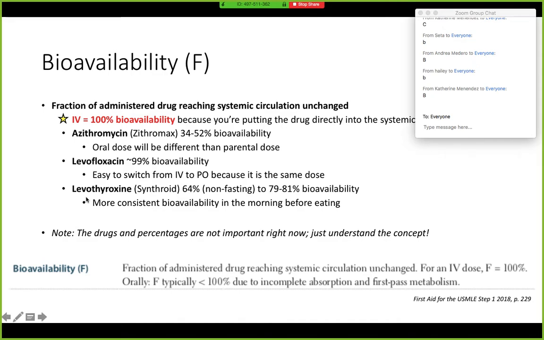And then the last example she gave was levothyroxine, which has a variable bioavailability based upon the state of the body when you take the drug. Something like levothyroxine, which is free T4, you're going to have a better bioavailability in the morning if you take it before eating. So this is the rationale behind some of the routes of administration and the dosing directions and how you take the drug.